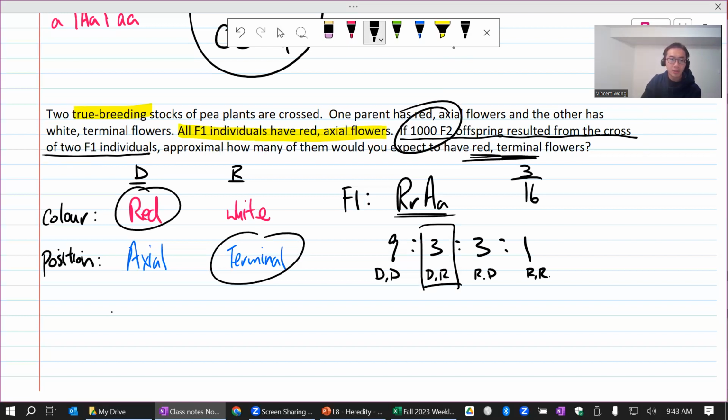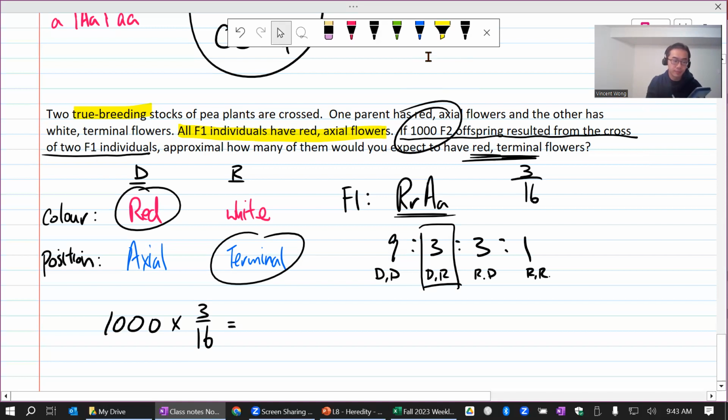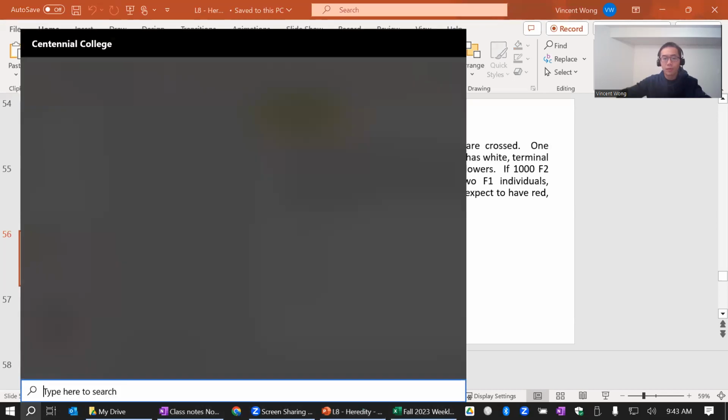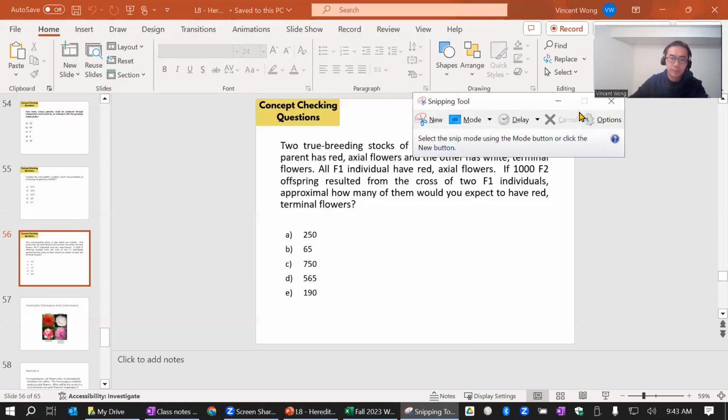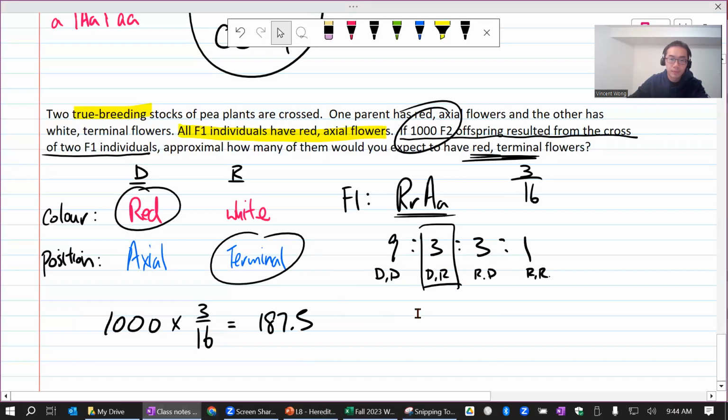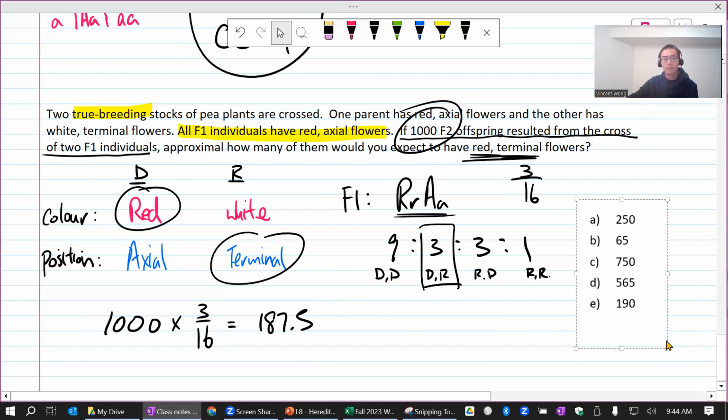Okay. So they produce 1,000 individuals. So we take 1,000 times 3 over 16. That's going to be the answer. Plug that into the calculator. 1,000 times 3 divided by 16. That is 187.5. Let's see what the choices were. Let me just copy the choices over. Okay. So the answer is E.